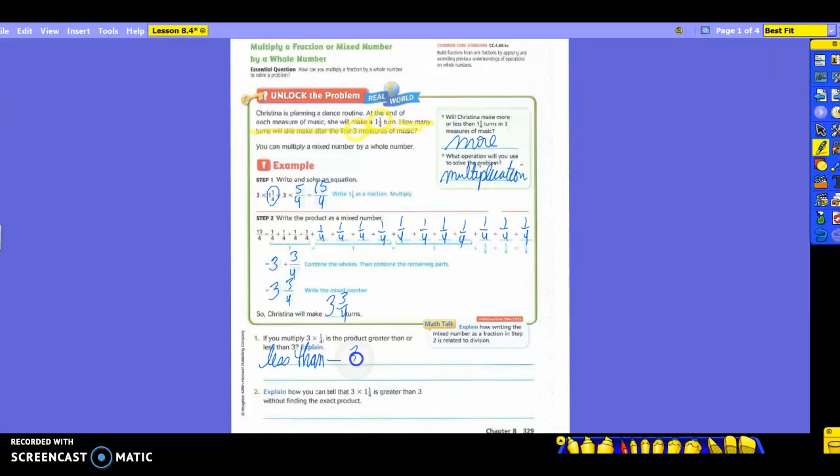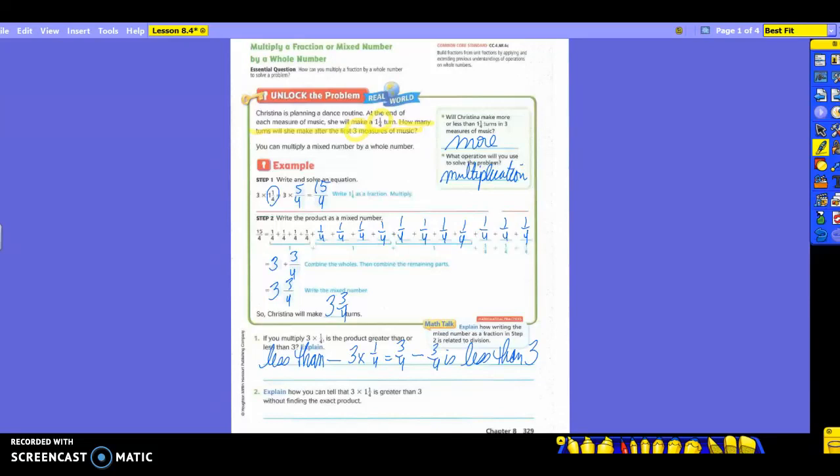Can I write it out and do it? So 3 times 1/4. What does this give me? 3/4. And we know that 3/4 is less than 3. It's even less than 1, right? So something to think about.